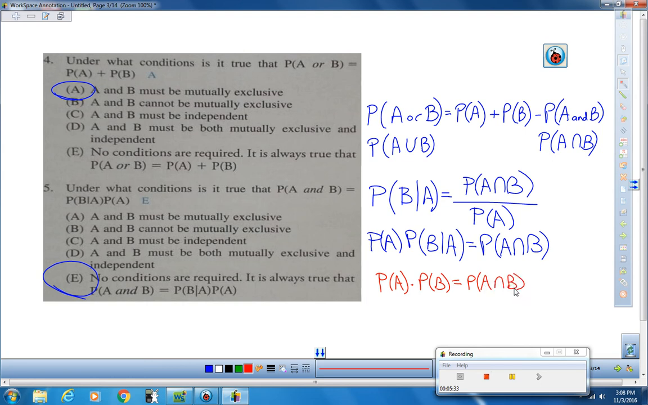But if we are independent, it means that A occurring does not do anything. It doesn't change B. It doesn't have any bearing on what B's probability is. So these two, if they're independent, are the same. And that's why we're allowed to write this if they're independent. So there would be a condition here on independence, but there's no condition here because this happens every time.